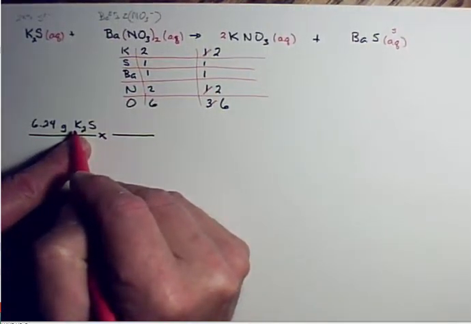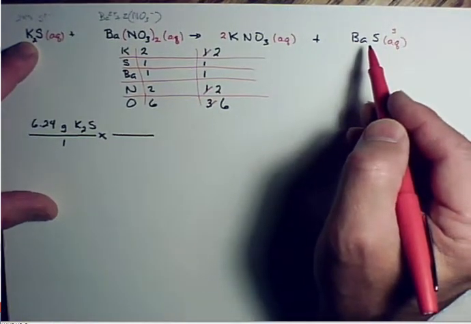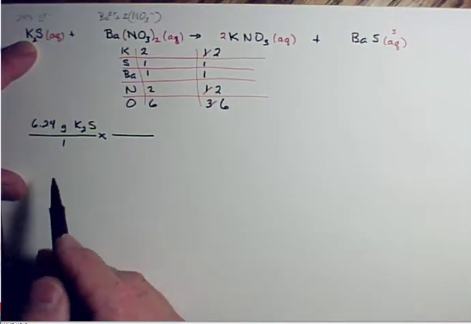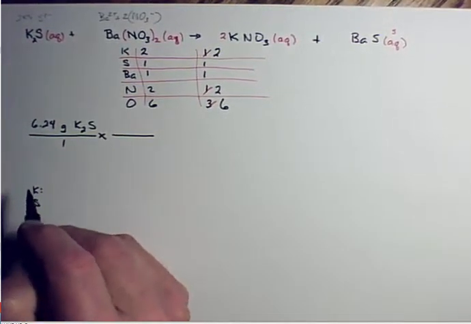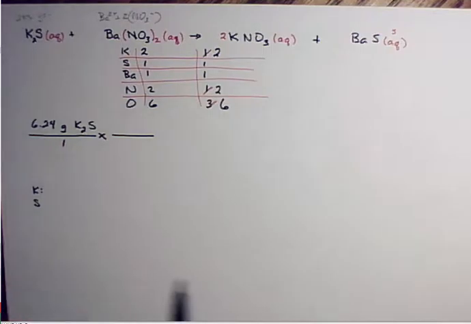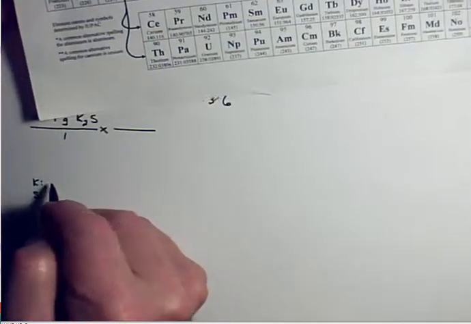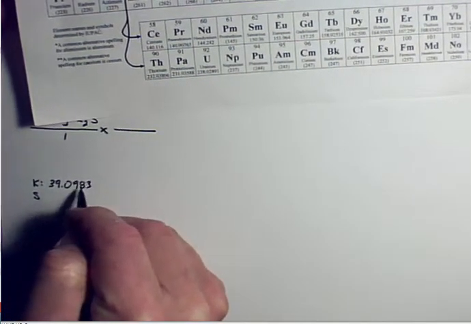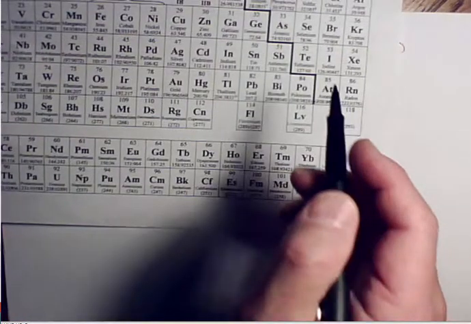in order to go from one chemical species to another, I've got to go through a molar ratio. So I've got to get this into moles, and for that we have to calculate the molar mass of potassium sulfide. We've got potassium and sulfur. On the periodic table, the atomic mass of potassium is 39.0983, and the atomic mass of sulfur is 32.065.